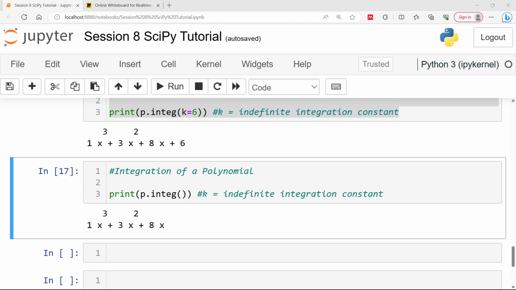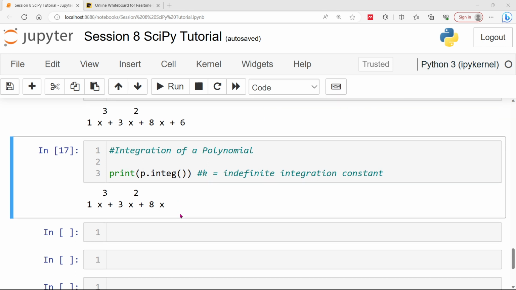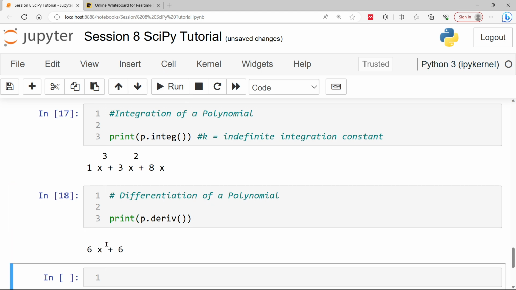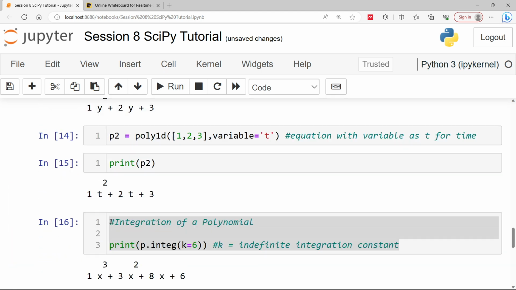If you have any query, any question, then we are moving towards the next part, which is the differentiation of a polynomial, right? So for this we have the term deriv, that's it, derivative of this one. So p dot derivative, if you run this code, you will find 6x plus 6. How are we getting this one?